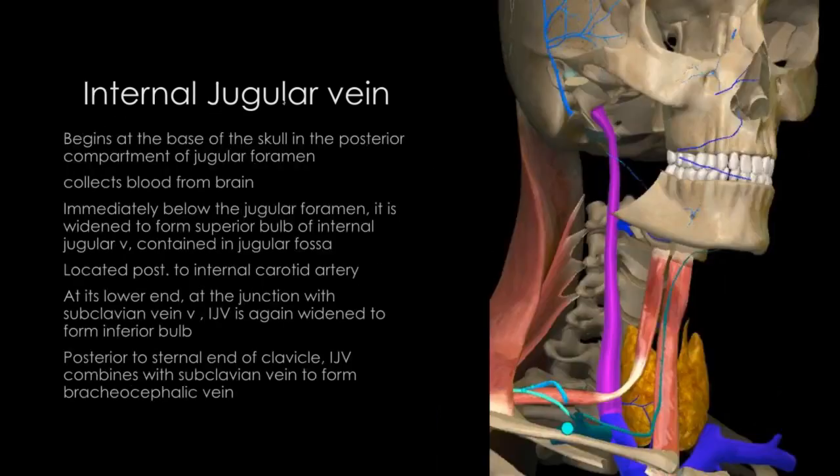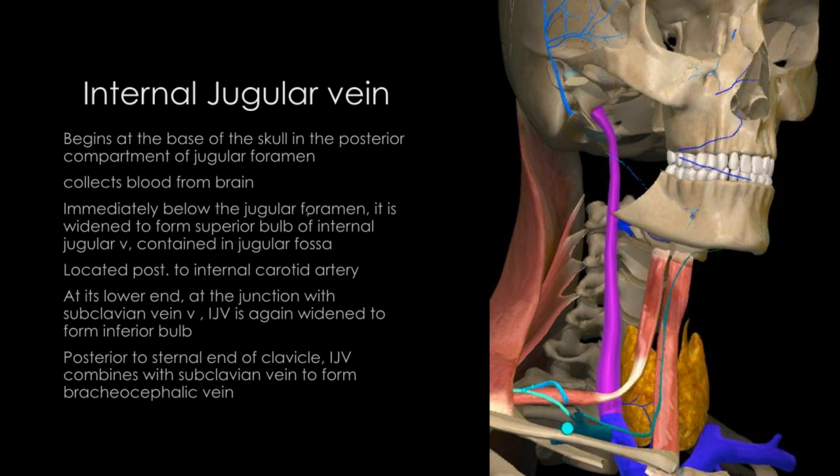Coming to the internal jugular vein. The internal jugular vein, as you can see here, extends from the jugular foramen at the base of the skull all the way down through the neck to reach the thoracic inlet. It mainly collects the blood from inside the brain, and there are also a few other veins in the neck region that drain into the internal jugular vein. We will come to it.